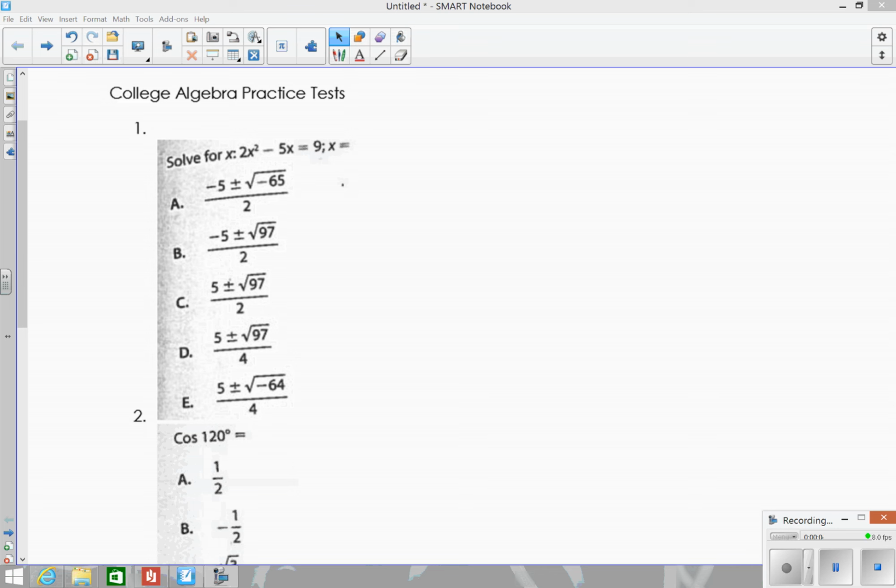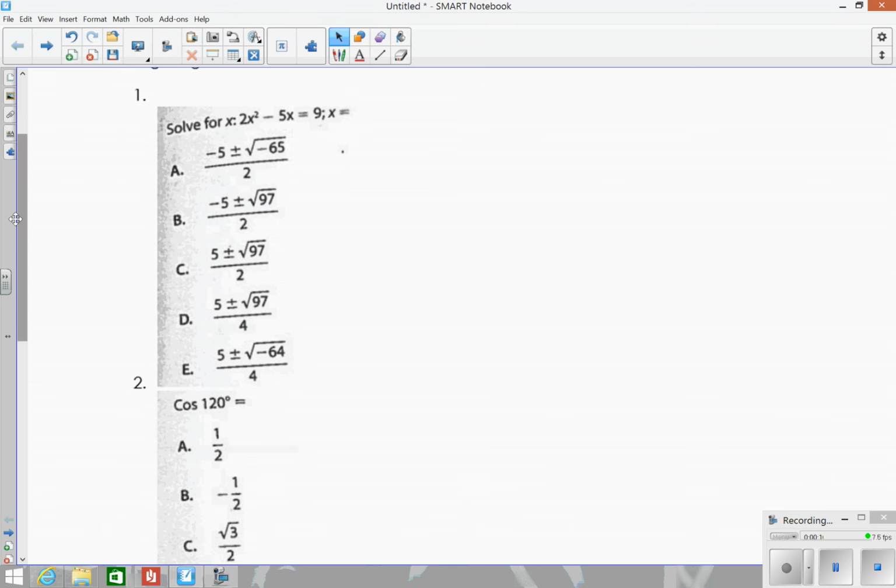In this video, we're going to look at problems that would be on the college algebra portion of the AccuPlacer exam. So for this first example, we're trying to solve this quadratic equation. This is saying that x equals, so that means we're trying to find what x is.